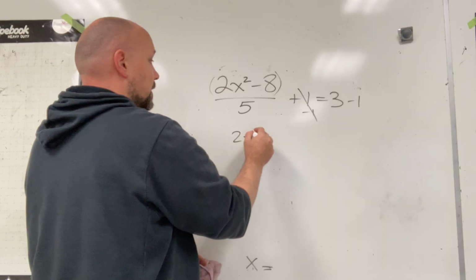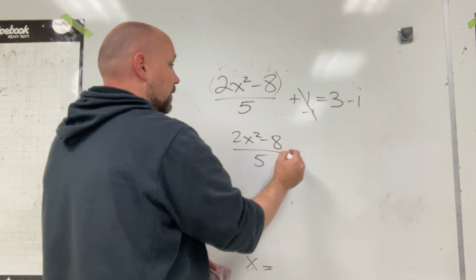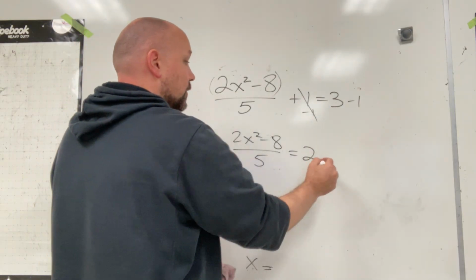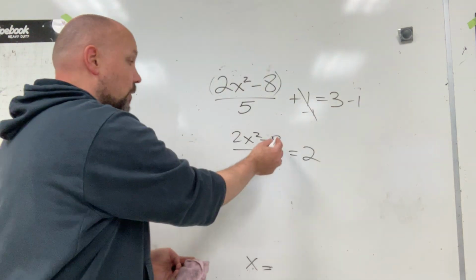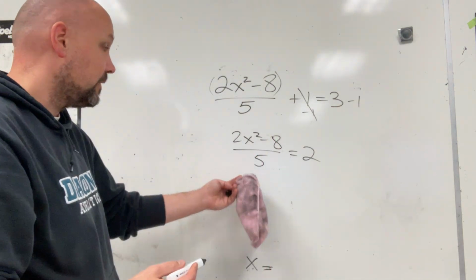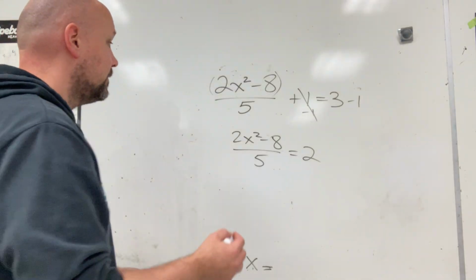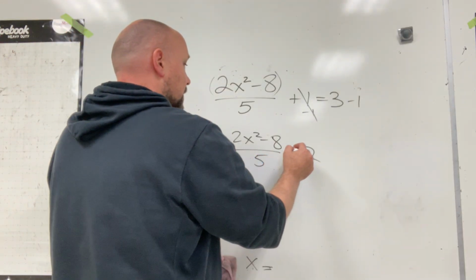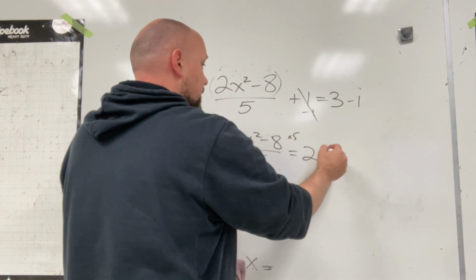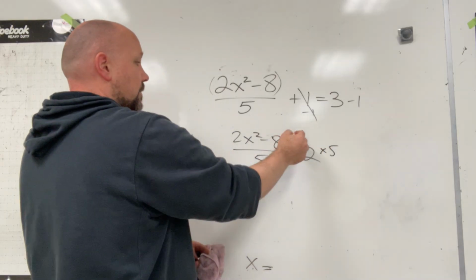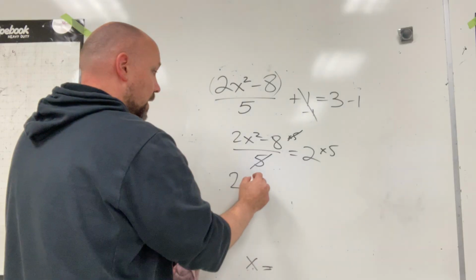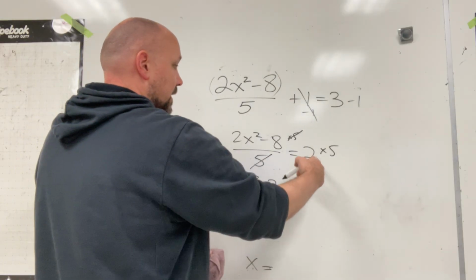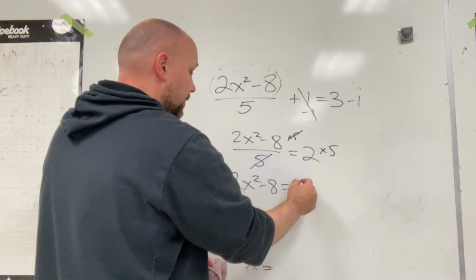So I'll have 2x squared minus 8 over 5 is 3 minus 1, that's 2. All right? So now I have 2x squared minus 8 divided by 5. How do I get rid of divided by 5? We multiply by 5. So we're going to multiply both sides by 5. So times 5 divided by 5 goes away. I'm left with 2x squared minus 8 is 2 times 5, which is 10.